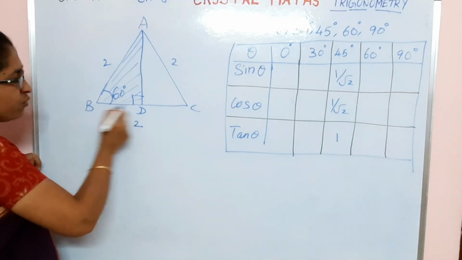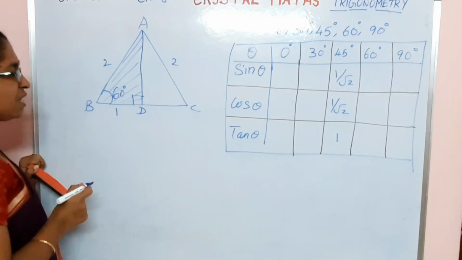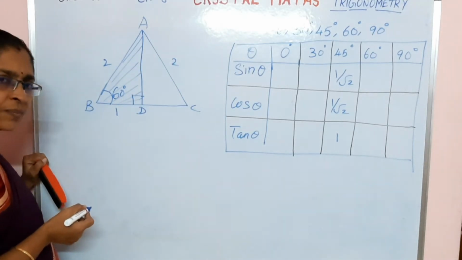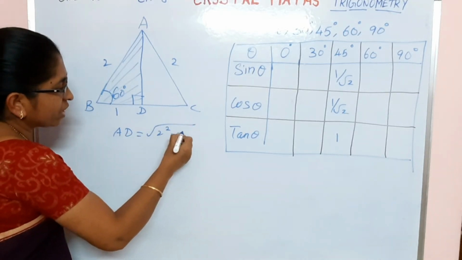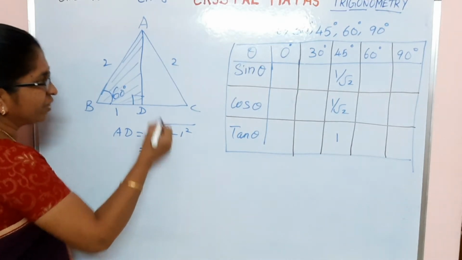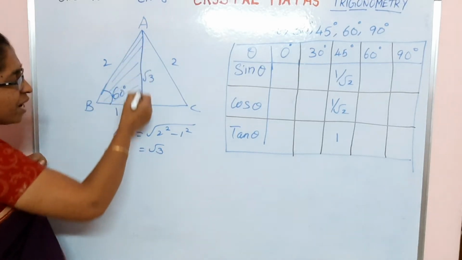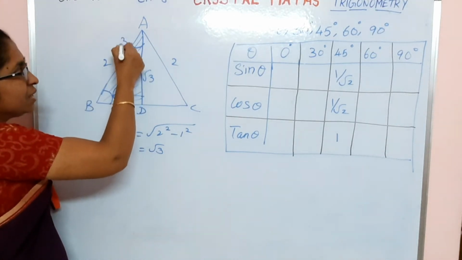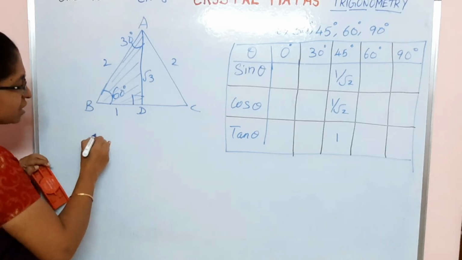If BC is 2 centimeters, what about BD? It is nothing but 1. So I am erasing for our convenience. Using Pythagoras theorem, tell me the value of AD. AD is equal to square root of 2 square minus 1 square. So 4 minus 1 is 3, so we get root 3. Write it here as root 3. Now this is the 60 degree angle. If I draw an angle bisector, what about this angle? It is nothing but 30 degrees. Right. Now we will find the values. What is sine 30?